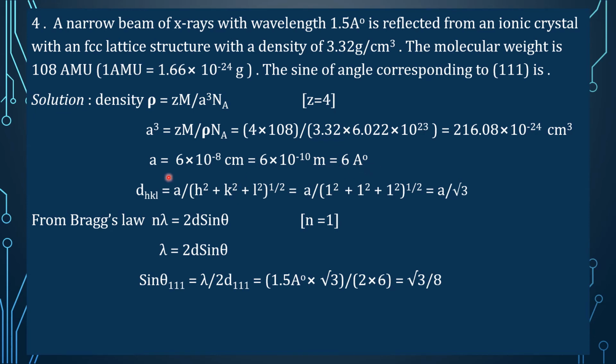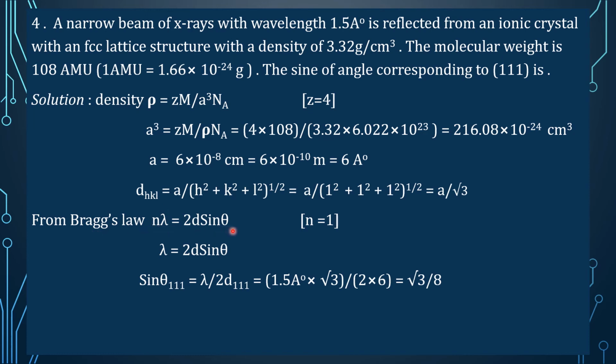So we have to find DHKL, and DHKL is equal to A by root of h square plus k square plus L square. So here the Miller indices are given as 1, 1, 1. So h is 1, k is 1 and L is also 1. So we can write A by (1 square plus 1 square plus 1 square) whole raised to half, which is equal to A by root 3. So we get DHKL. Then from Bragg's law we know that n lambda equal to 2d sin theta.